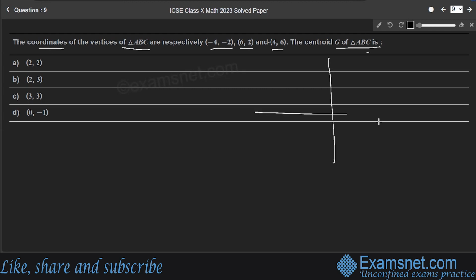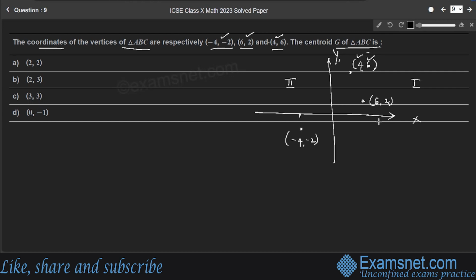Before that, let us consider the X and Y coordinates on the X-axis and Y-axis. A point has coordinates -4 and -2, so the X coordinate is -4 and the Y coordinate is -2, and it comes somewhere here. Another point has coordinates 6 and 2, and another point has coordinates 4 and 6. Both coordinates are positive here, therefore it comes in the first quadrant.